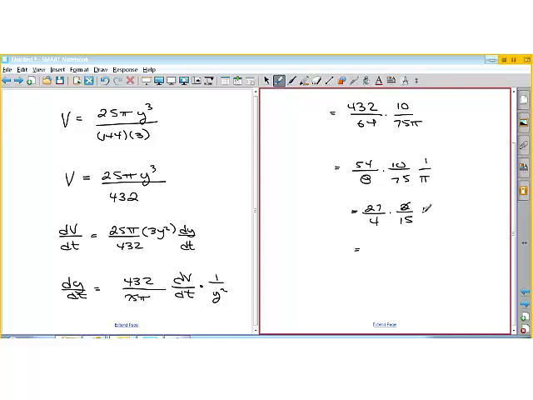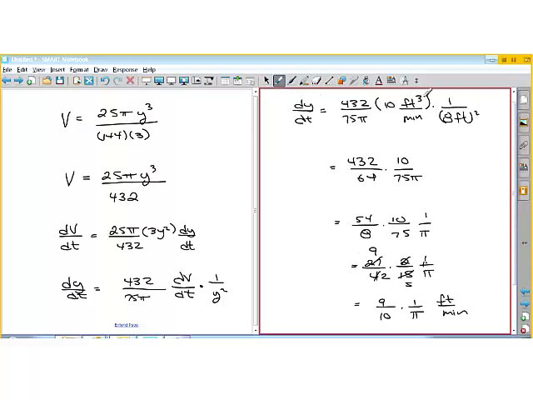Cancel. We've got the 1 over pi here. Okay, that becomes 2. That 2 cancels out with that. These both can be divided by 3. So you get 9 and you get 5. And so what do we have left? We have 9 in the numerator and 10 in the denominator. And so you get that. And that's the right answer, I'm pretty sure. It's problem number 24. What do they say for 24? 9 over 10 pi feet per minute.